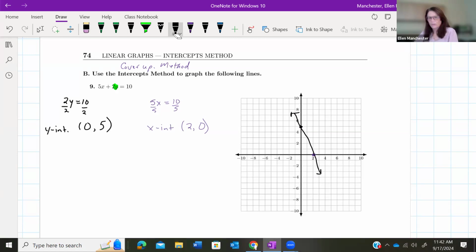Good. Okay. So we'll keep going on Thursday on this. We'll keep practicing. You guys are going to get really, really good at it. And then we'll talk more about slope and the steepness and all of that on Thursday.